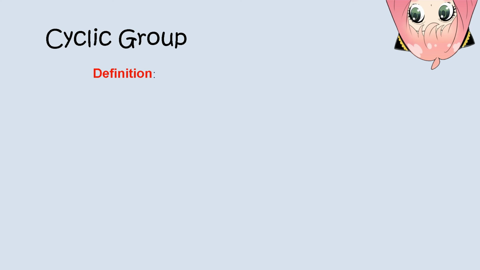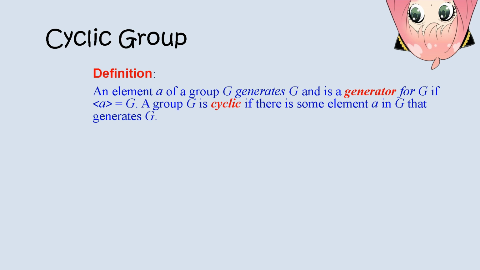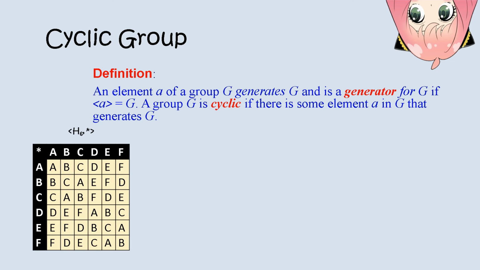Mission 3. Determining whether the group is cyclic. Cyclic group, definition: an element A of a group G generates G and is a generator for G if the set generated by A is equal to G. Group G is cyclic if there is some element A in G that generates G. So now let's look for an element in H that generates H.